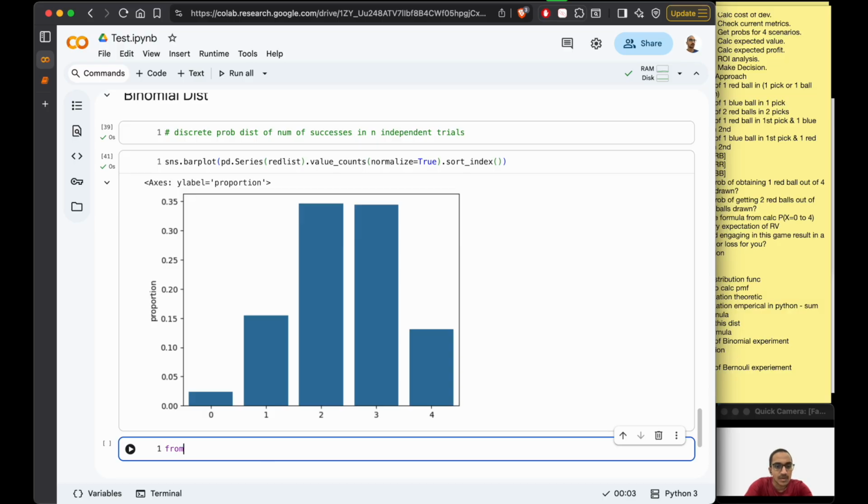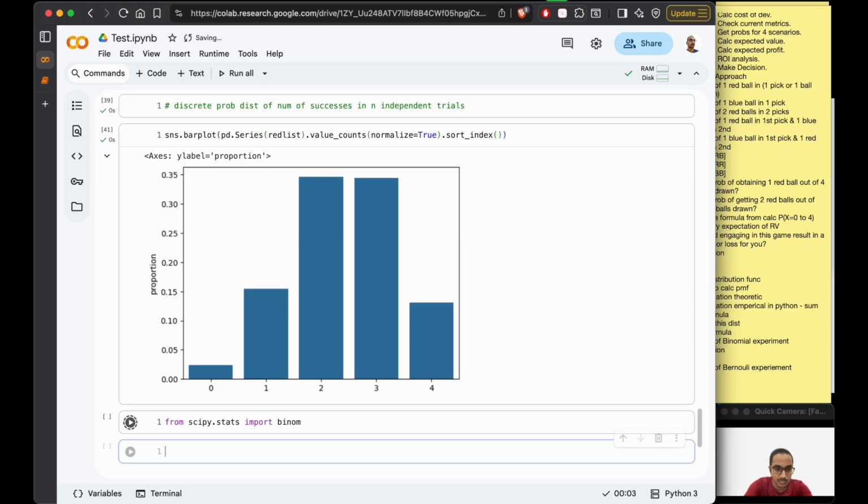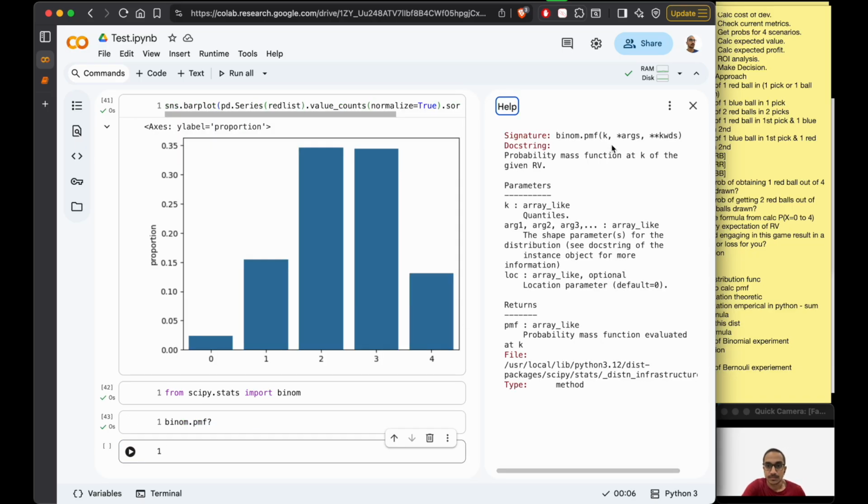So from scipy.stats import binom. We use binom.pmf. If you look at the signature, it takes k and args. It gives the probability mass function at k of the given random variable.